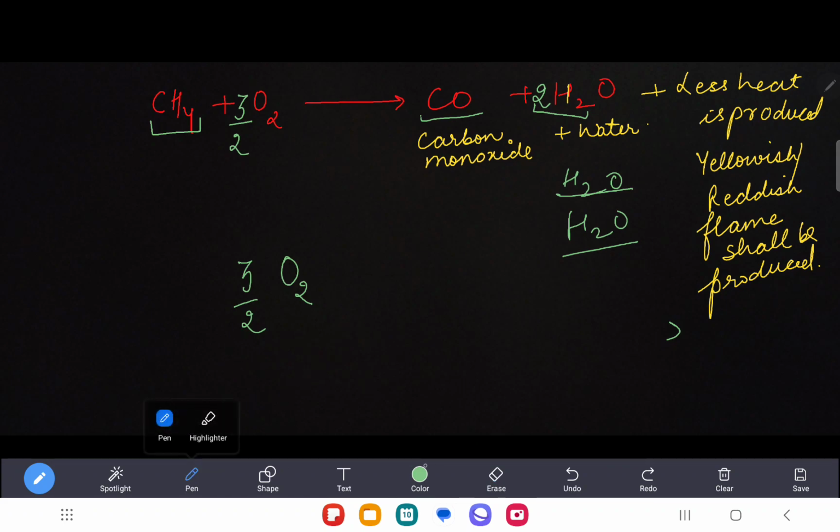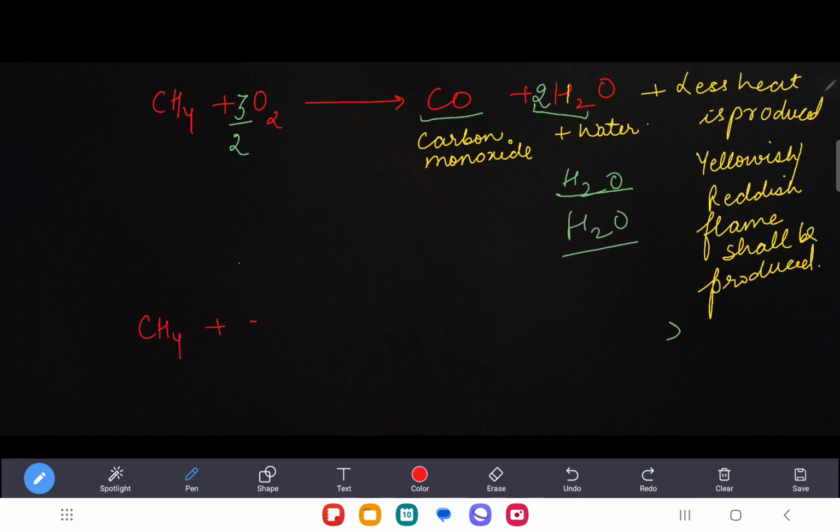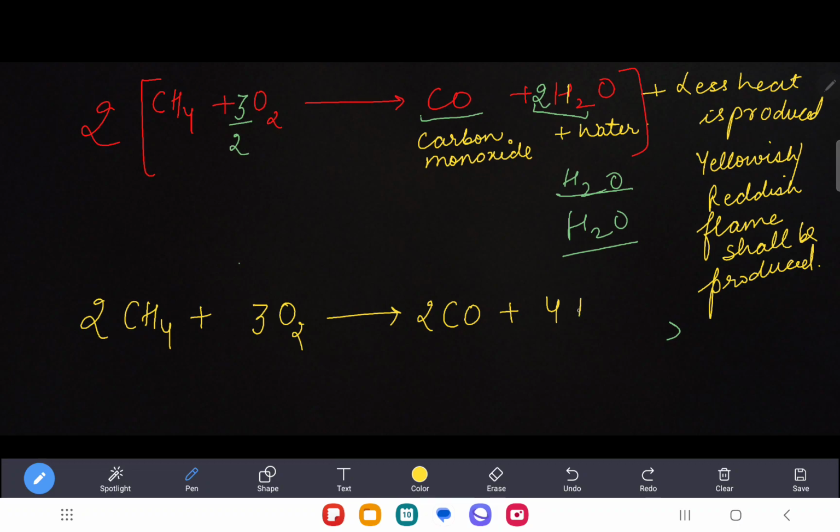Yes or no? So my point is that 3 over 2 times O2, if you have this, what does that mean? That simply means when you're writing CH4 plus 3 over 2, I do not need a fractional coefficient. So to remove this, I will multiply this equation by 2. And that's how we properly balance the equation. So this becomes 2 times CH4 plus 3O2 should give me 2 carbon monoxide plus 4H2O. Understand or not?